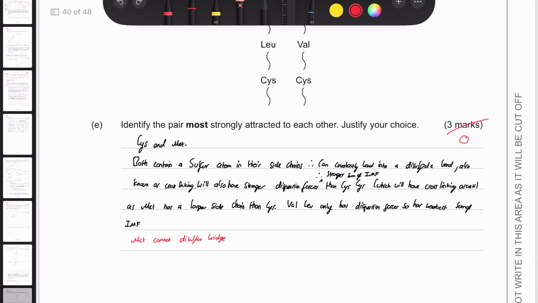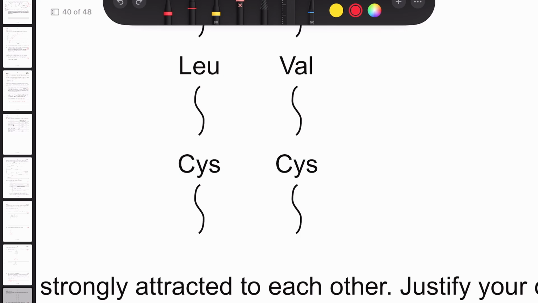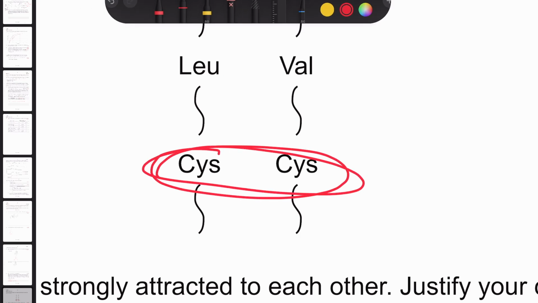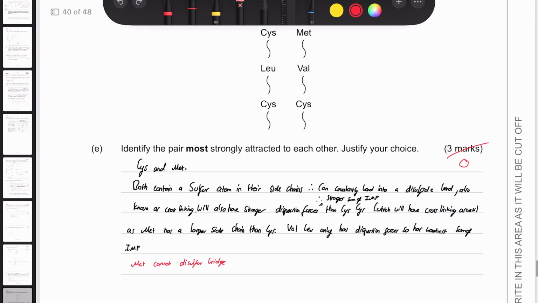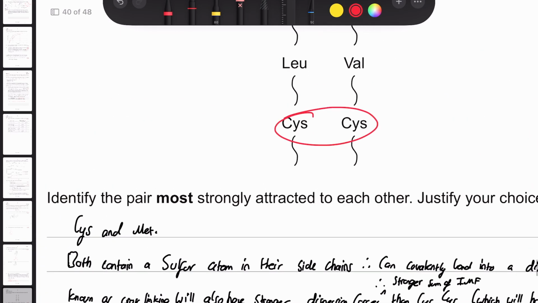Here I was actually scammed. I thought it might have been this because MET has a sulfur, but apparently disulfide bonds can only form between cysteine, so I got 0 marks. So yeah, you just had to talk about cysteine. You have to talk about Cys and Cys. You could have also just circled it up here. Then you have to talk about how Cys and Cys have disulfide bonds or bridges, which are covalent bonds. And these covalent bonds are much stronger than other forces and other intermolecular forces present between the other pairs.